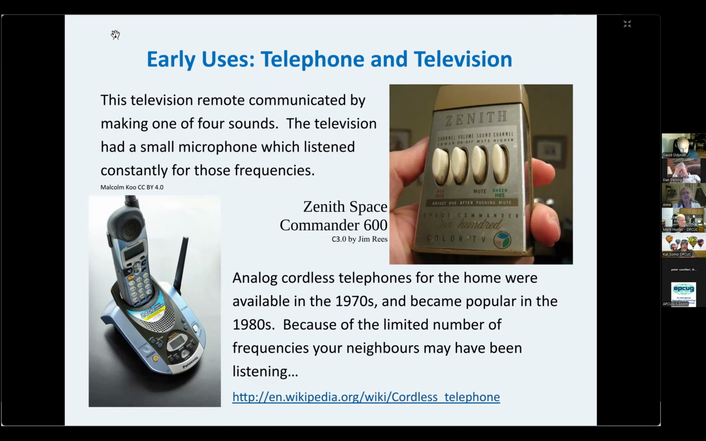The thing is, they weren't that common in those days, and so the likelihood of there being more than three other neighbors within the range of your phone was low, because we'd only go a couple of houses up the street. So there's a Wikipedia article here about the cordless phone that you can read if you really want to know. I'm not going to pick it up right now.